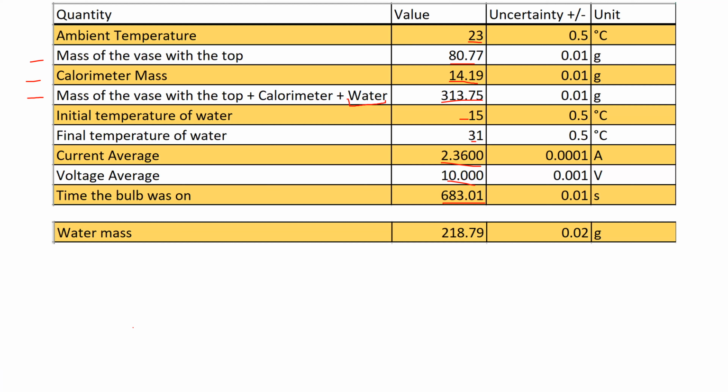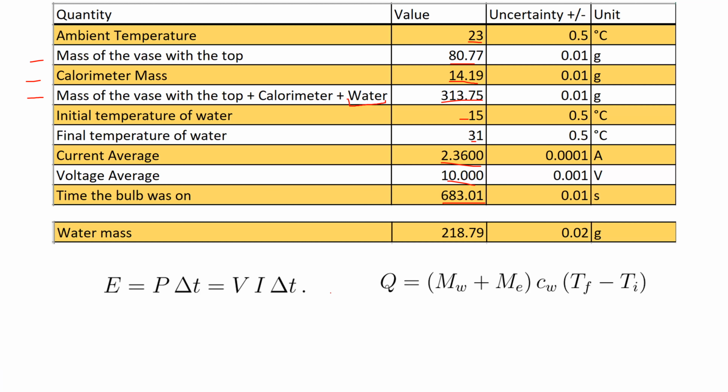From this, we can use these two formulas in order to calculate all of it. So remember, for electrical energy, we need the voltage, which is right here, the current, which is right here, and this change of time, which is right here. And as for the heat, we use the mass of the water, which is right here. We already calculated it. The mass of the calorimeter, which is right here. The specific heat of water, remember, is just 1. And the final and initial temperatures, which are these ones right here.